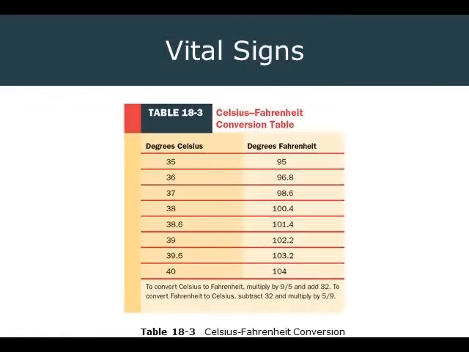There's a temperature conversion table. If you really want to know how to convert Celsius to Fahrenheit, whatever your Celsius number is, multiply it by 9/5, or multiply it by 9, divide it by 5, and then add 32, and that will give you your Fahrenheit. So for example, if we take 35, 35 times 9 equals 315. Divide it by 5 gives us 63. We add 32, and it gives us 95. That's how you can get to that.